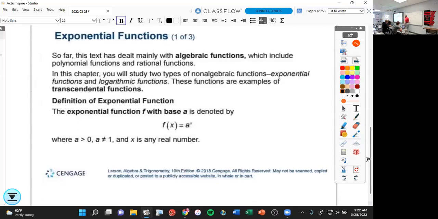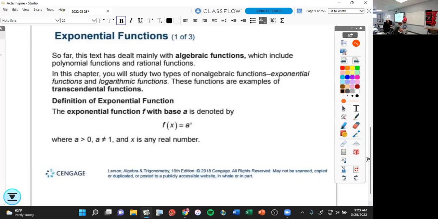So far, this text has dealt mainly with algebraic functions, which include polynomial functions and rational functions. In this chapter, we're going to talk about two non-algebraic functions. The two we're going to talk about are exponential and logarithmic. Exponential and logarithmic are known as transcendental functions. The trig functions are also transcendental, but the only transcendentals we're dealing with during this section are exponential and logarithmic.